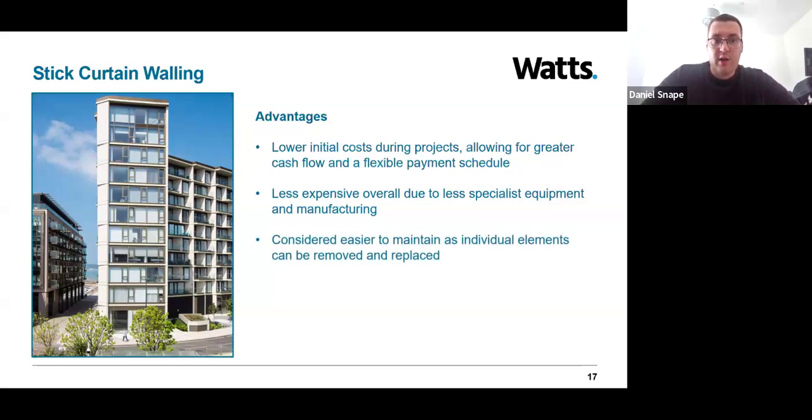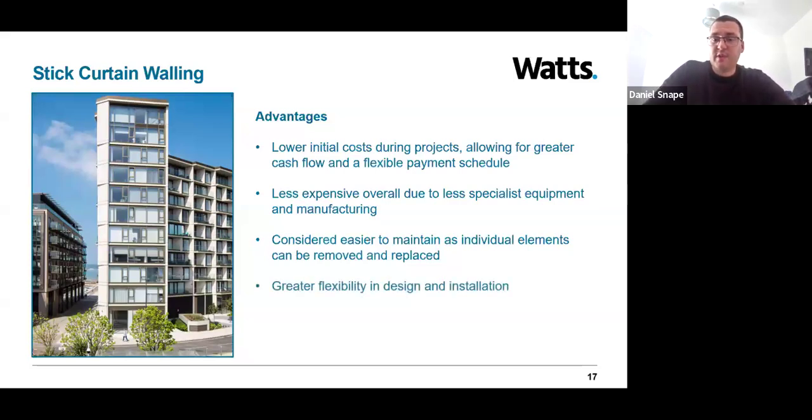Another reason why this is a good system to use in certain instances is that it's easier to maintain. Stick curtain walling is generally easier to maintain. Individual elements can be removed and replaced both internally and externally. So external access isn't always required, and the need to remove full panels and potentially have them replaced is omitted.